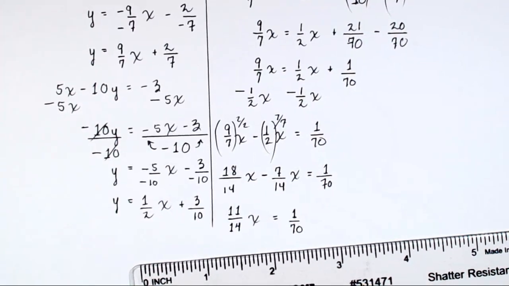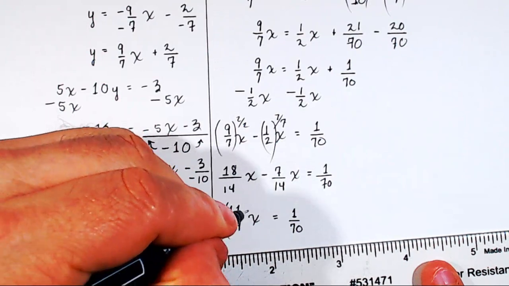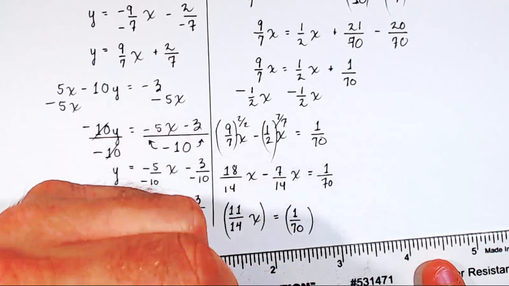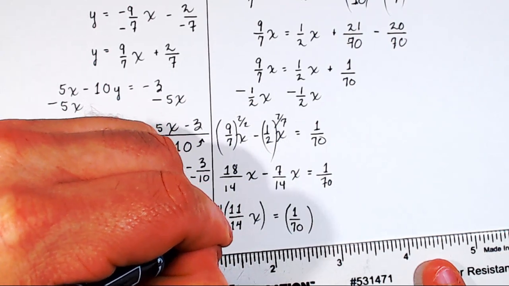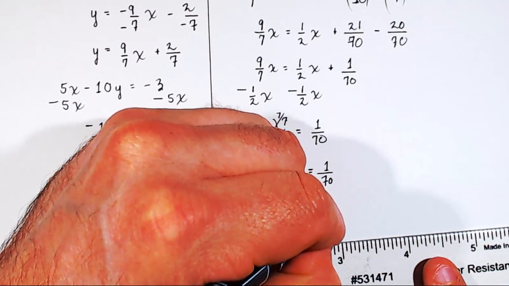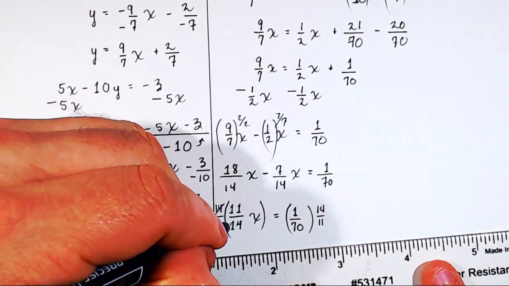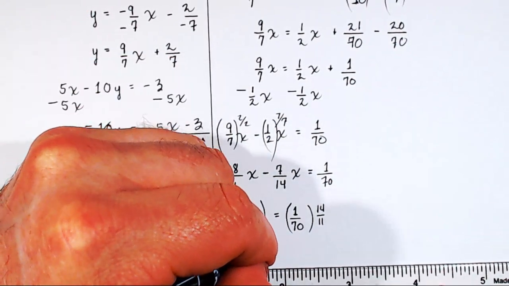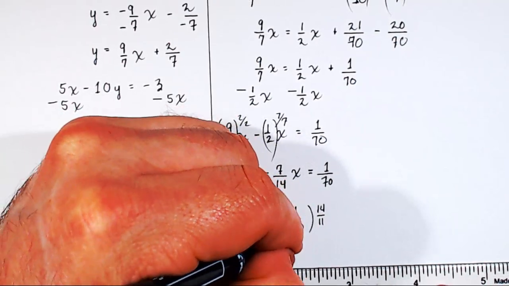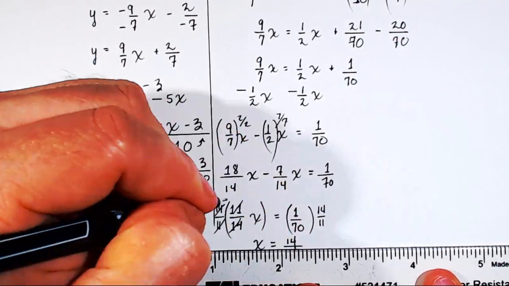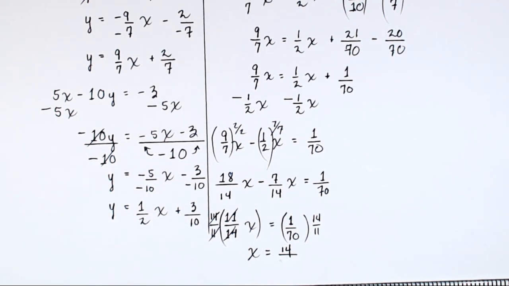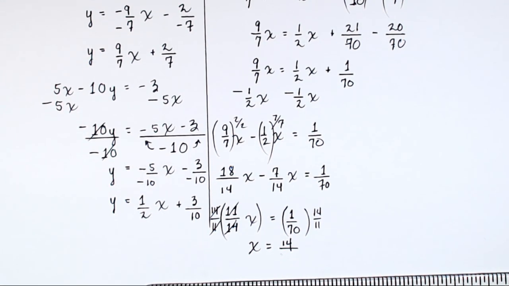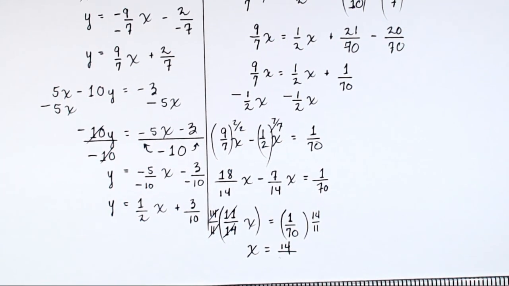Okay, so now in order to get x by itself, I have to multiply both sides by the reciprocal of the coefficient here. So I'll multiply both sides by 14/11. These cancel on the left side, leaving x by itself. So now x equals 1 times 14 is 14 over 70 times 11. Well, what is that? 70 times 11. 7 times 11 is 77. So 70 times 11 should be 770.